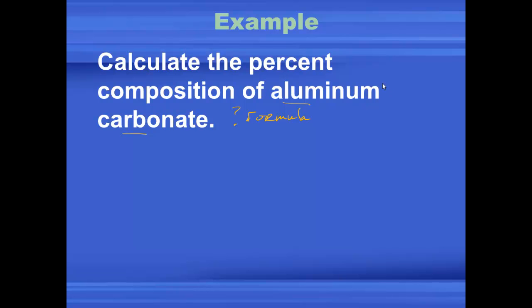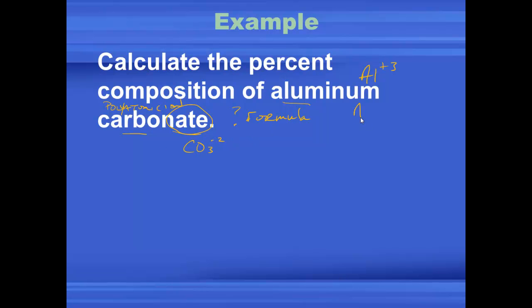So aluminum on the periodic table is Al, and Al has a +3 charge. And then I have carbonate. Carbonate has that ate ending, and so that tells me it is a polyatomic ion. And I should check the back of my periodic table. If you check the back of your periodic table, you see the CO3 has a -2.